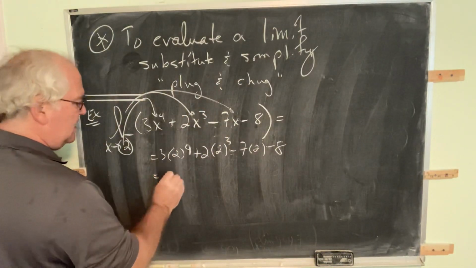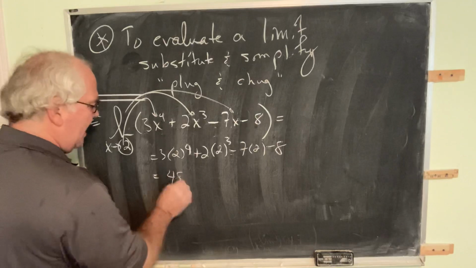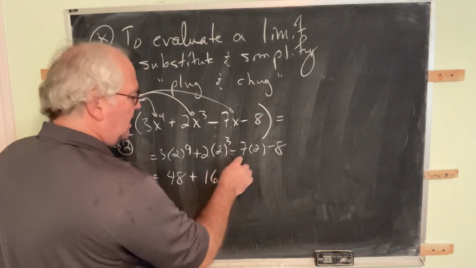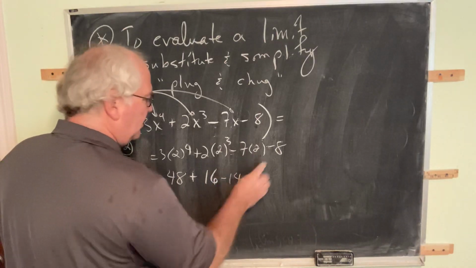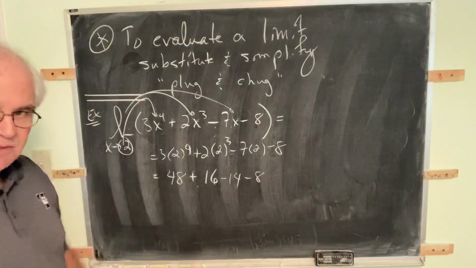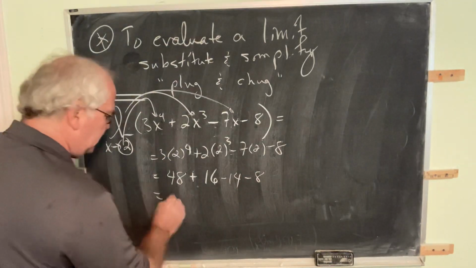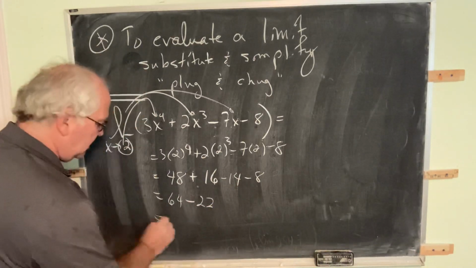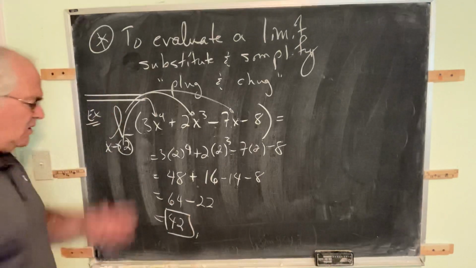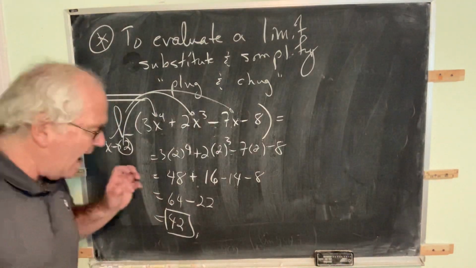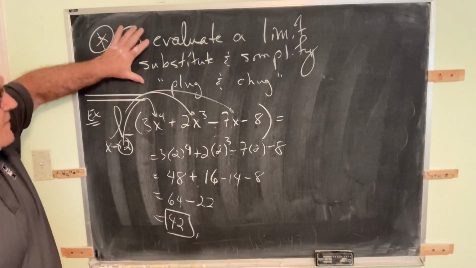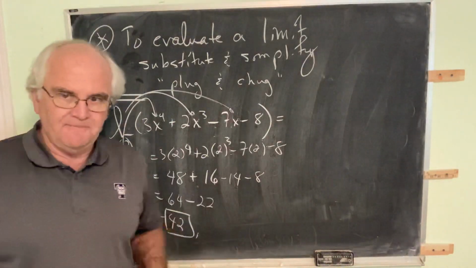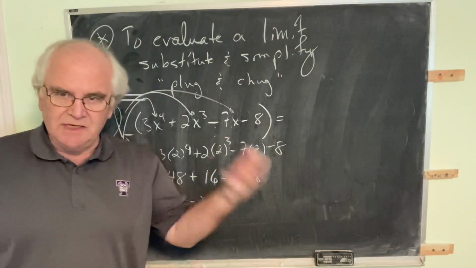That's 3 times 16, which is 48. 2 to the third is 8. 2 times 8 is 16. 7 times 2 is negative 14, and that's negative 8. And I'm guessing that is probably going to end up being a number of some sort. This is 64 minus 22. That is 42, if my arithmetic is correct. But that's the principle. To evaluate a limit, the first thing you try is substitute and simplify. If that gives you the result, you're done. If it doesn't, then you need to try something else.